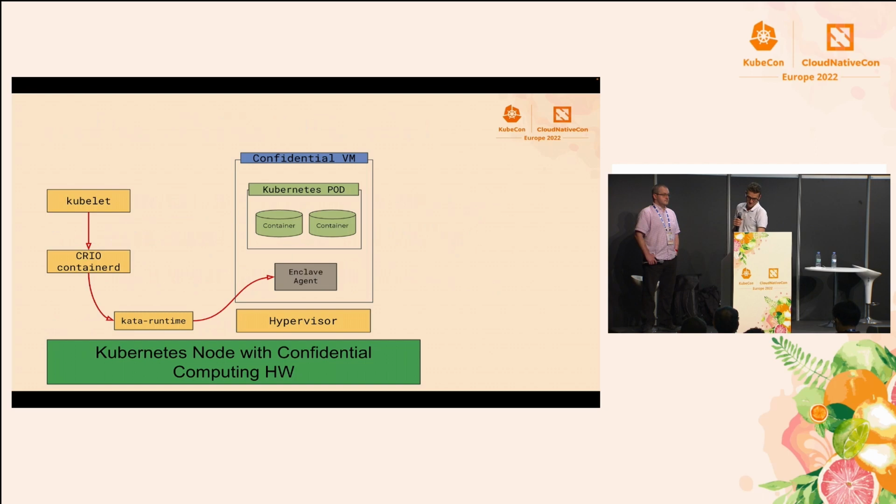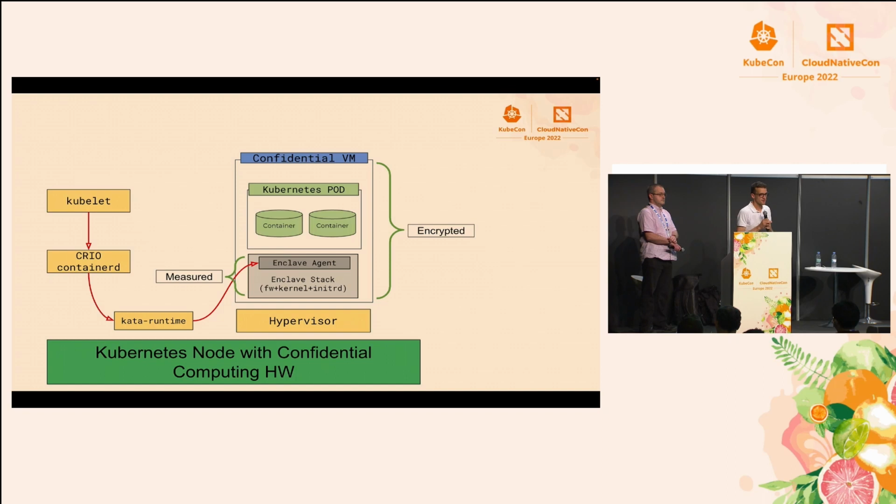An illustration of this, this is the high-level view. If we go into a little more detail, first of all, we have this enclave stack that I mentioned, which covers everything that your confidential virtual machine is going to run, from firmware to initRD. So that includes the firmware, the guest kernel, and the guest initRD, plus an agent, the enclave agent, that's typically part of the initRD.